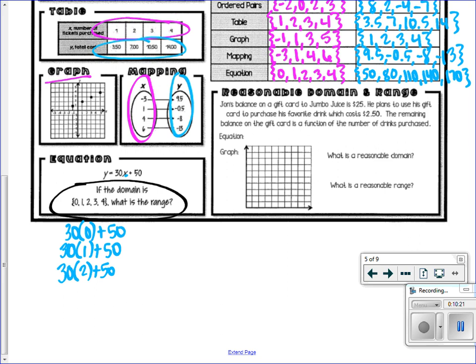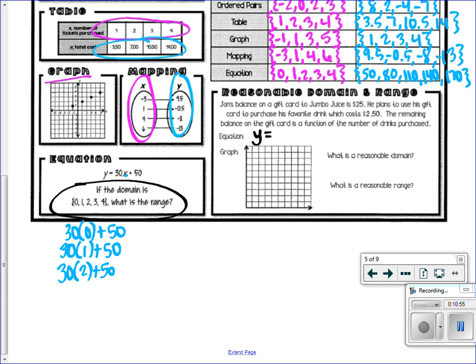Okay. The last part is a word problem. John's balance on a gift card to Jumbo Juice is $25. He plans to use his gift card to purchase his favorite drink, which costs $2.50. The remaining balance on the gift card is a function of the number of drinks purchased. So we need to write an equation. That's our first step. For our equation, what is happening in that problem? He's buying juice, and he has a gift card.